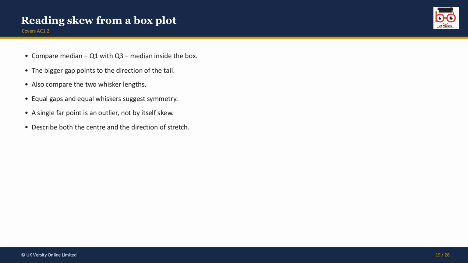So to read skew straight off a box plot, compare the 2 halves of the box, the median minus Q1 against Q3 minus the median. Whichever gap is bigger points towards the tail. Then check the whisker lengths as a second clue. If both the gaps and the whiskers are roughly equal, the data is fairly symmetric. And do be careful, a single far-flung point is an outlier, not skew on its own.